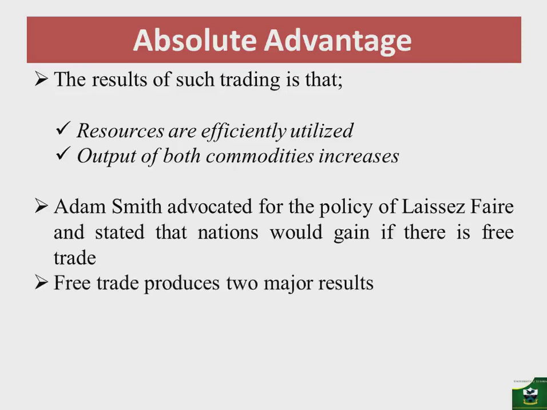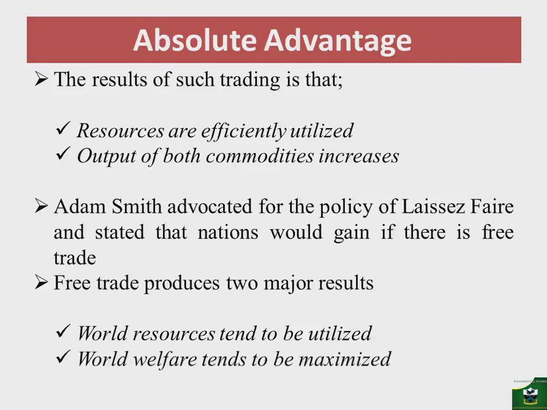Free trade produces two major results. Number one, he observed that world resources will be utilized because nations will specialize in producing commodities where they are efficient, and they will have it at the back of their minds that they will freely trade with the other nation and therefore gain from such trading. And secondly, world welfare will be maximized. Because nations have freely traded, the volumes of trade have improved, and nations have abundant items, they tend to have improved welfare.